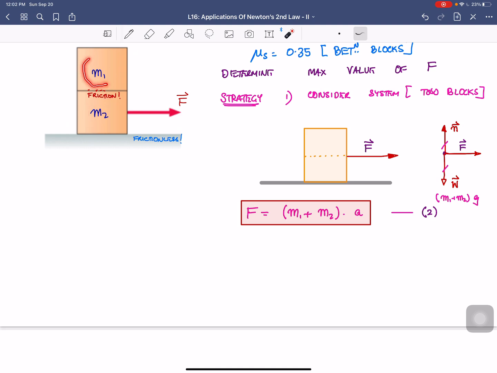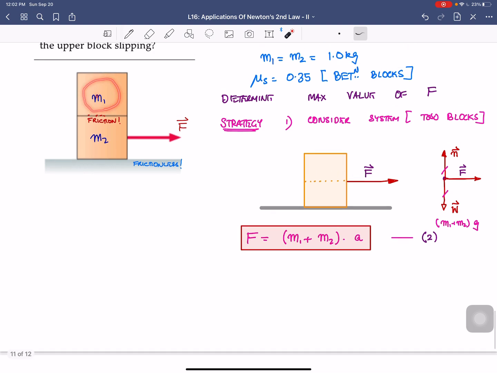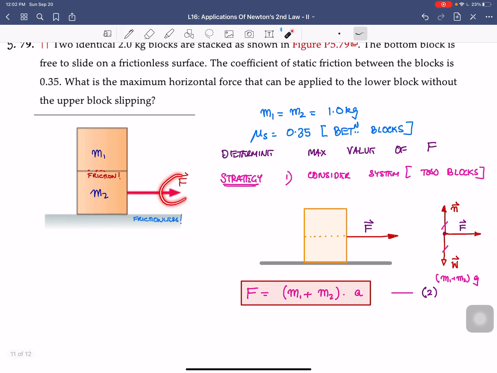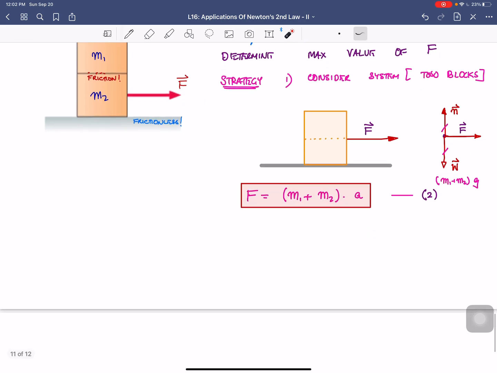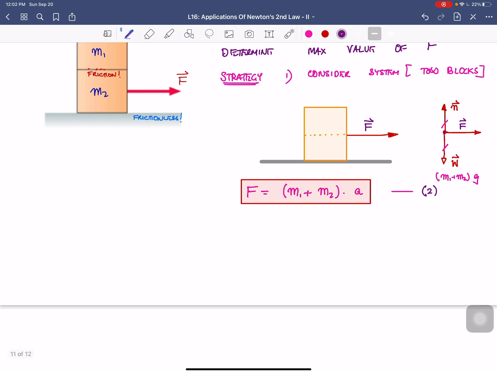So it gets really complicated if you were to draw a free body diagram of M2. But instead, if we look at just M1, it's a single object. There's nothing above it. F doesn't even act on M1. In fact, F acts on M2. So it's a simpler free body diagram. The second step in the strategy is to draw a free body diagram of the top block, which is M1. And what are the forces acting on the top block? Well, there is its weight. There is the normal force.